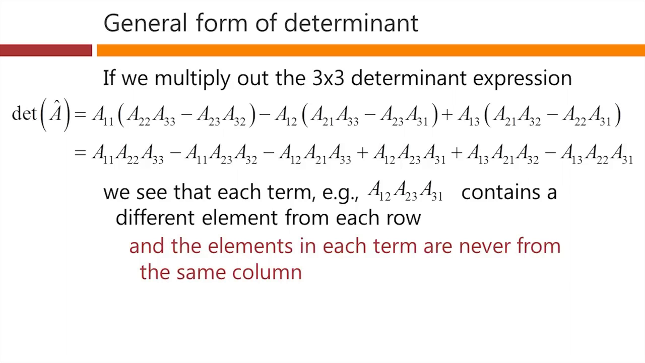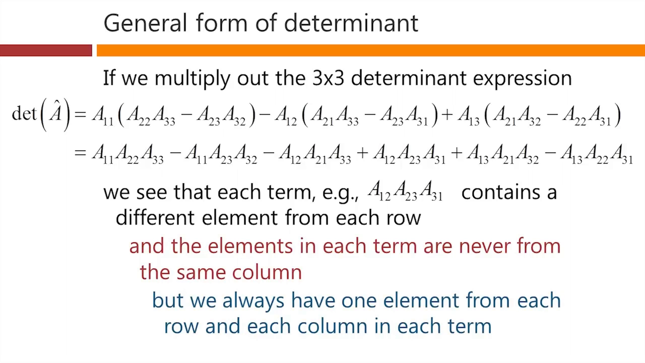That's kind of confusing when we look at it in words, but as we look at this a bit more graphically, it will become somewhat clearer what we're talking about. We do always have one element from each row and each column in each of these terms. So there's an element from row 1 here, an element from row 2, an element from row 3. There's an element from column 2, there's an element from column 1, there's an element from column 3.